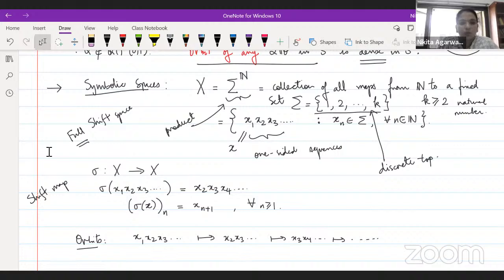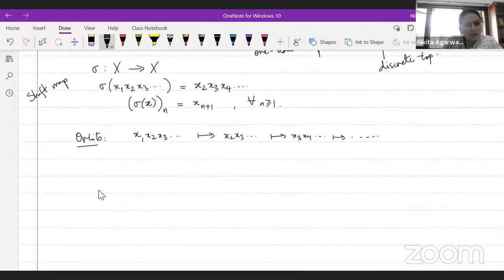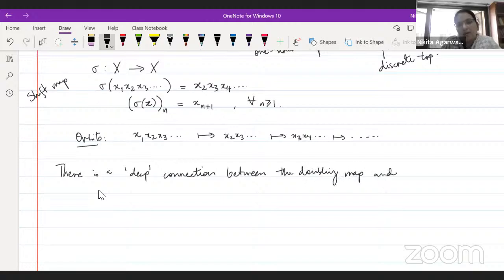And tomorrow I'm going to illustrate how this can be used to understand the doubling map that we just described. Remember the doubling map, which doubles the angle on the circle. There is a deep connection between the doubling map and sigma on X, where X is the space of sequences over just two symbols. These are called symbols, which are the entries of the sequence.